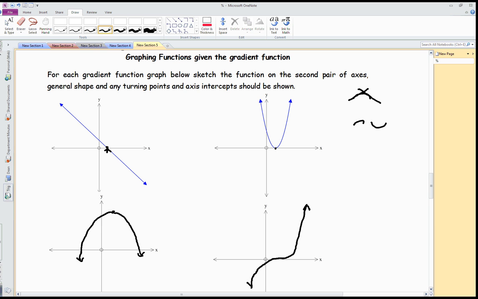So this one here is actually a cubic. Right, I will carry on with the other ones in a later video.